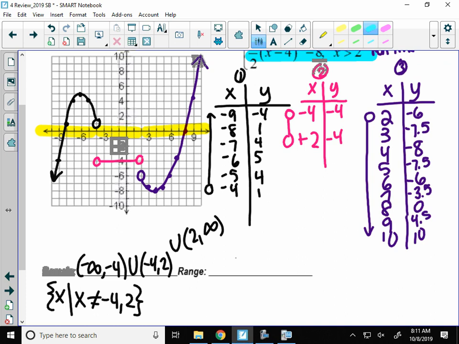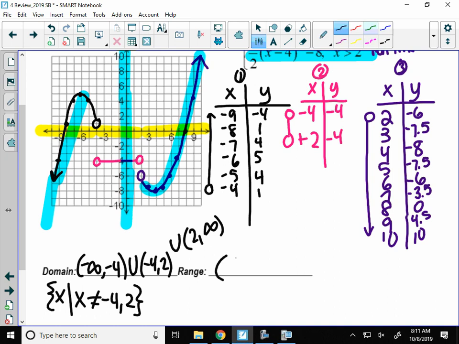Now for the range, let's take a look at the range here. Use this color. I actually have an arrow over here. That arrow is going down, which means I'm going from negative infinity, continuing up. I'm still within this graph here, right? So I at least have a value all the way up to 5 here. But notice from this graph, I go up to infinity. That means my graph goes up forever. So my range is from negative infinity to infinity, or all real numbers.